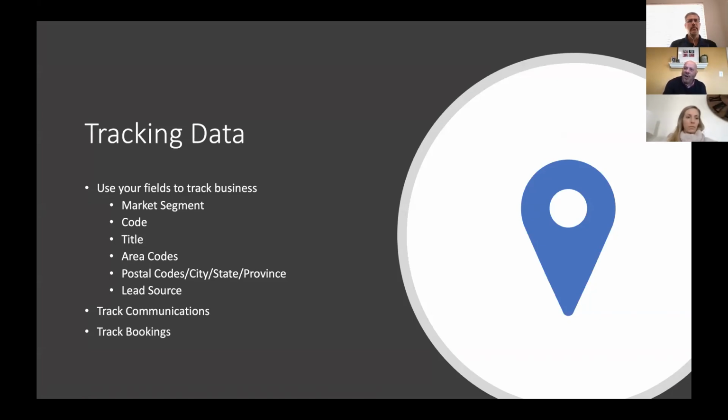Titles, again, who's doing the booking? Doing some research on who are the titles that I'm interacting with the most. Area codes, where are your planners coming from the most? Same with postal codes and lead sources. Track your communications that you do through your CRM and track your bookings.